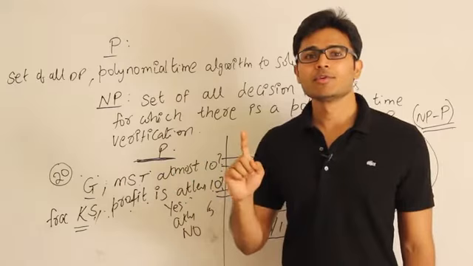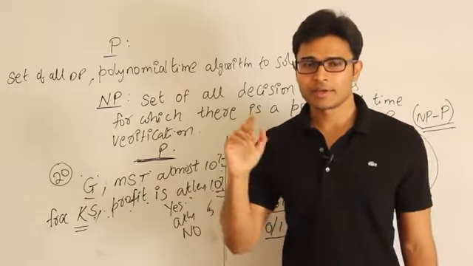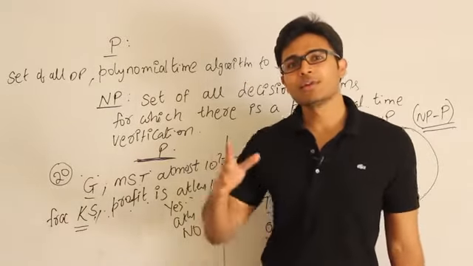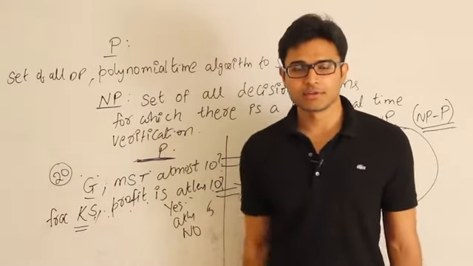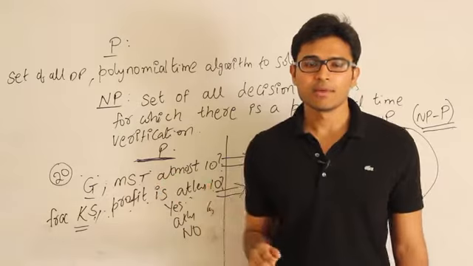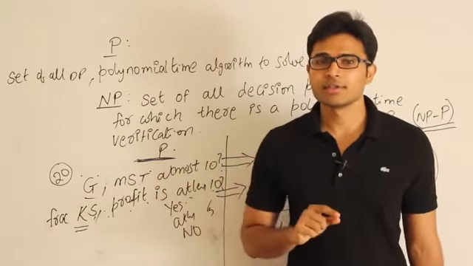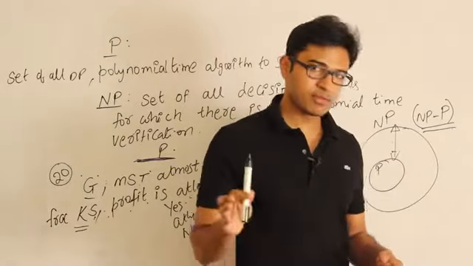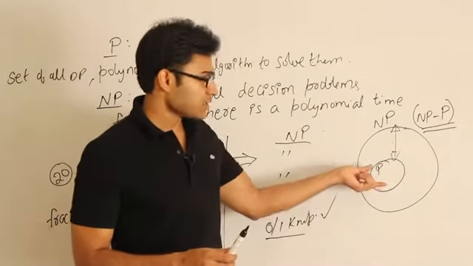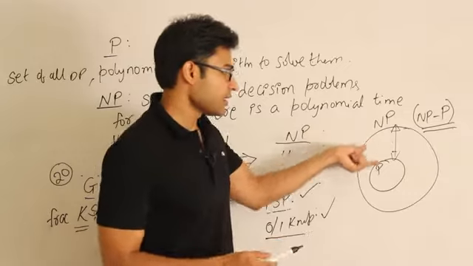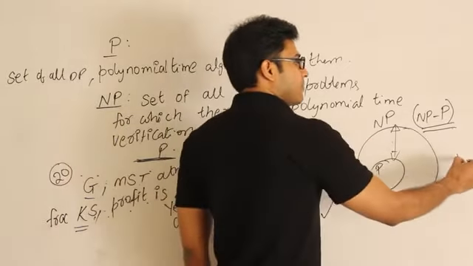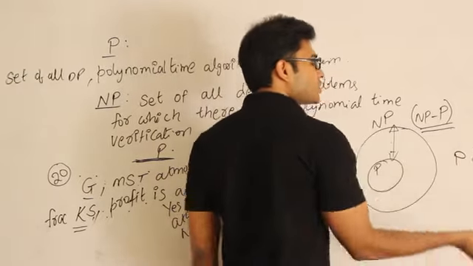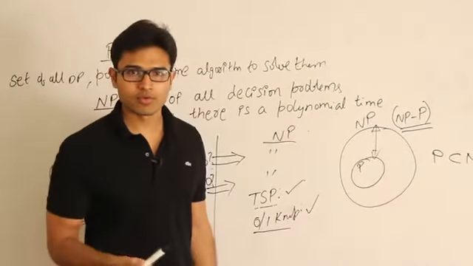No one has ever been able to produce any polynomial time algorithm, nor have they been able to prove that no one could give such a solution in the future. Therefore the question is still open. Many researchers are still working on this, and most of them believe that P is present inside NP, which means P is a proper subset of NP, but there is no proof yet.